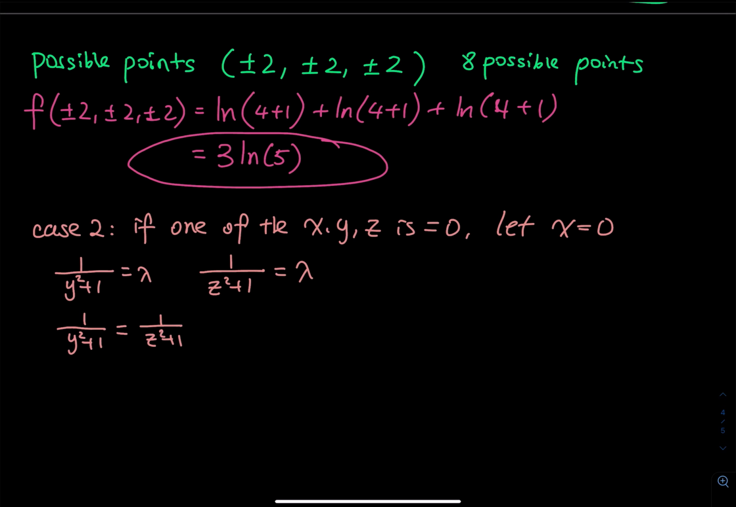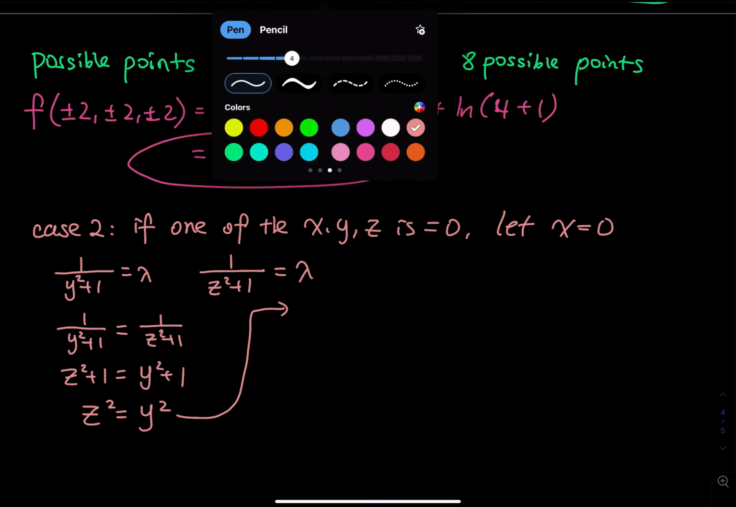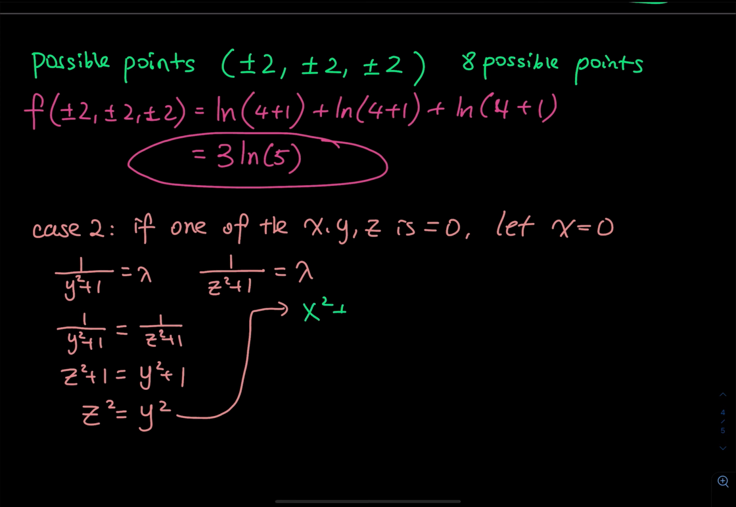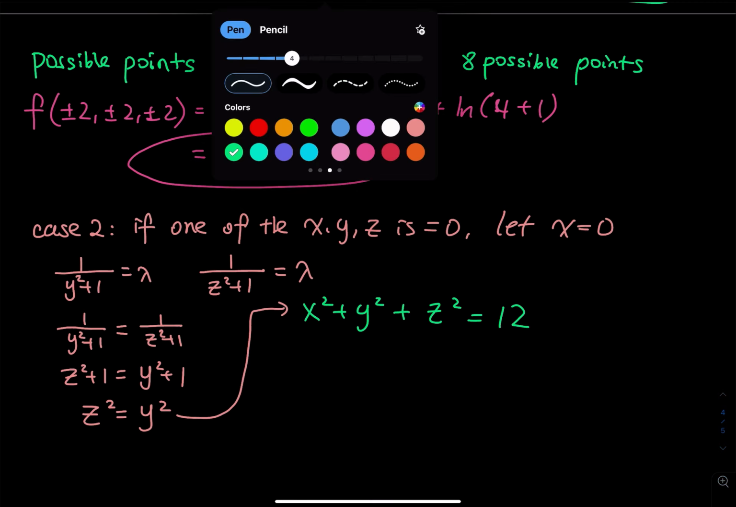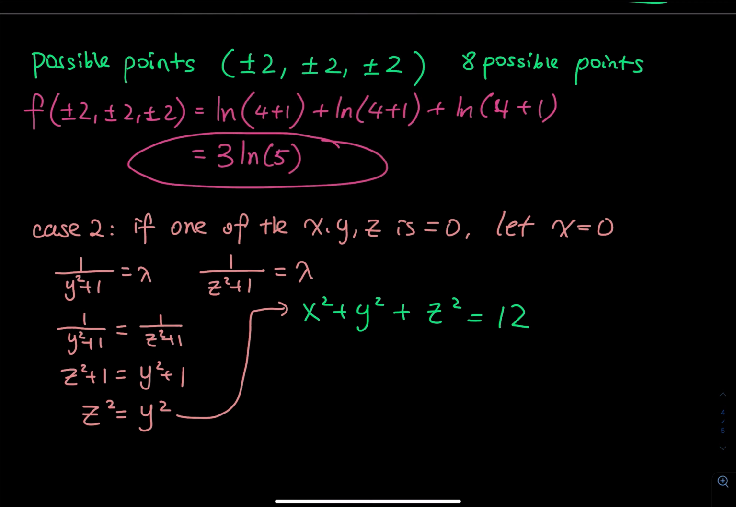So you can cross multiply: z squared plus 1 equals y squared plus 1. Subtract 1 on both sides. Z squared is equal to y squared. And then you go back to the constraint. The constraint is x squared plus y squared plus z squared equals 12. So now we use 12. And x, we already said that x is equal to 0. So 0 squared plus y and z are the same, so why don't we just set them equal?